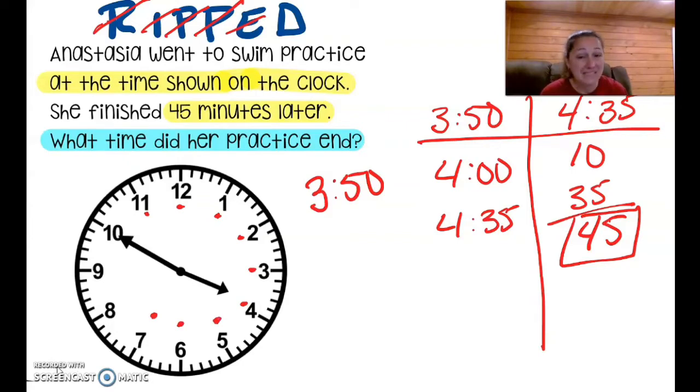Now, I went past the 12, so that means my hour goes one more up. So my 3 would turn into a 4 because I went past the hour. And now I would just say, what would that be if my minute hand were here? Boop, boop, boop, boop, boop.